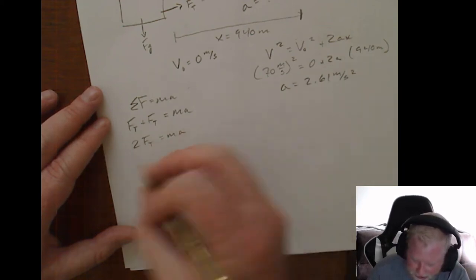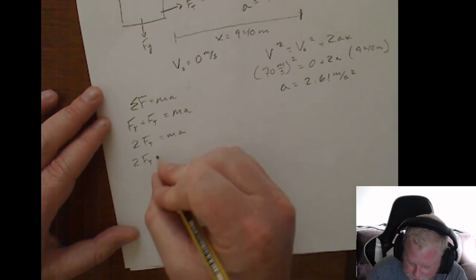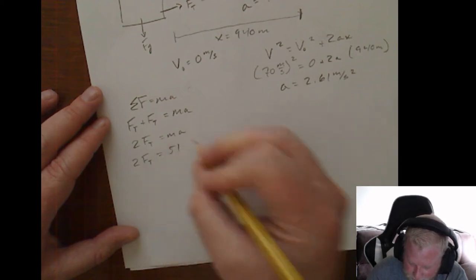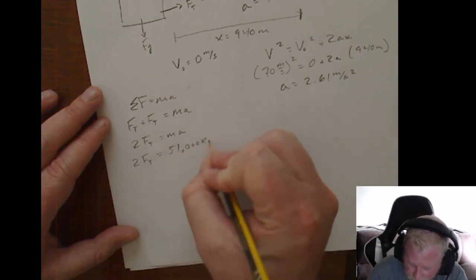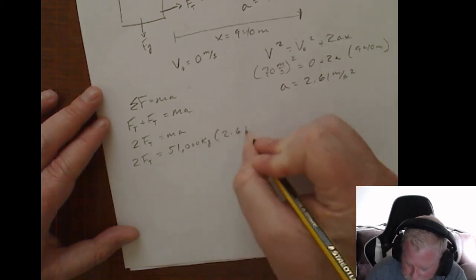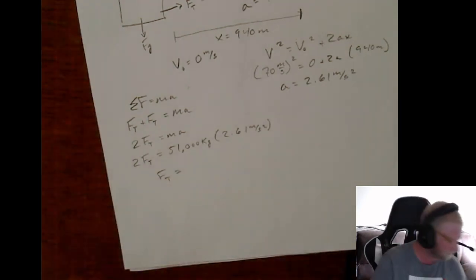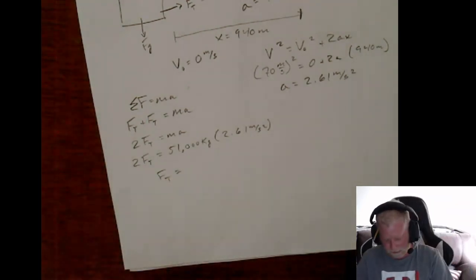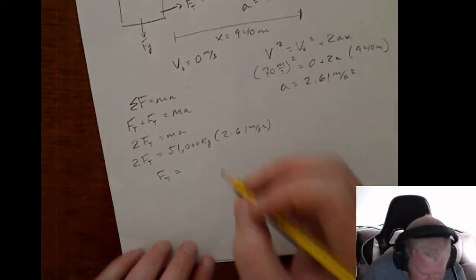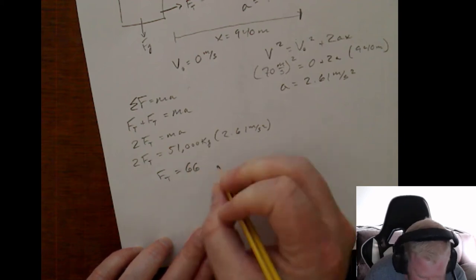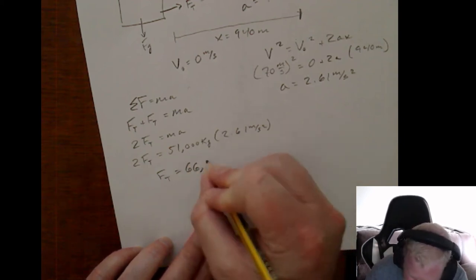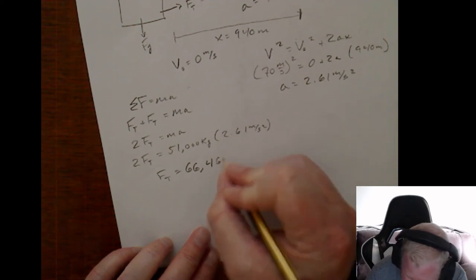So now I can plug everything in. 2 times our unknown thrust force for each engine is equal to that 51,000 kilograms times our acceleration of 2.61 meters per second squared. So 2.61 times 51,000 divided by 2 gives us a thrust force for each engine of 66,463 newtons.